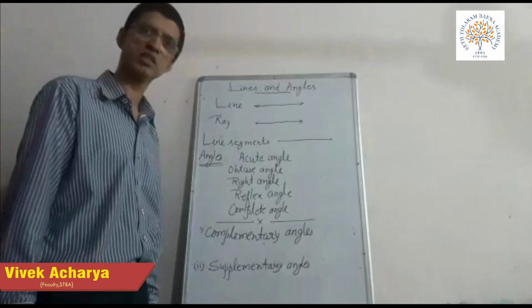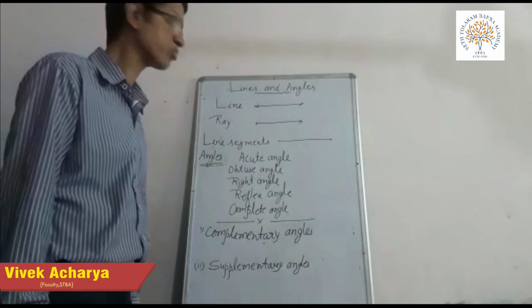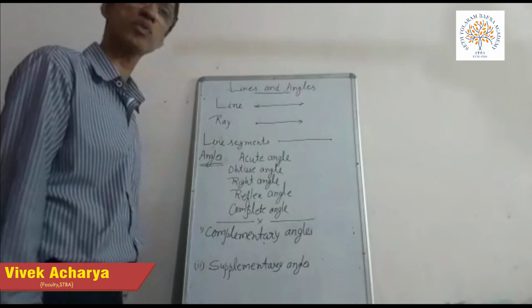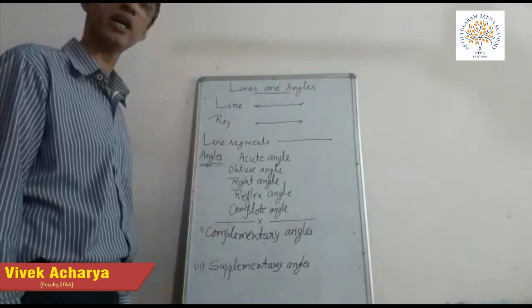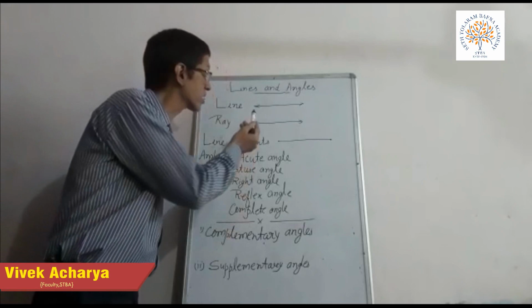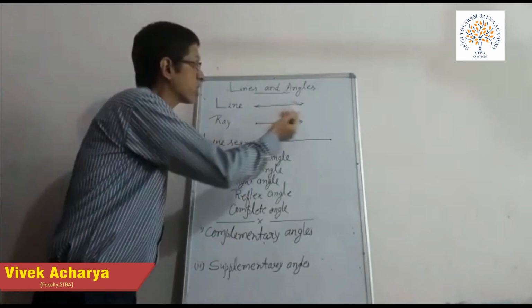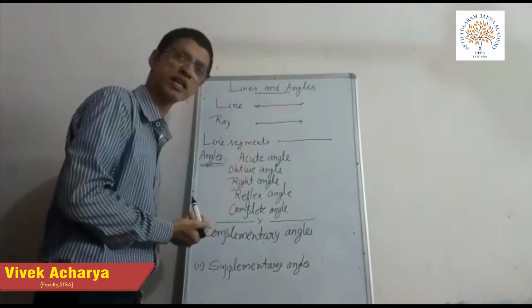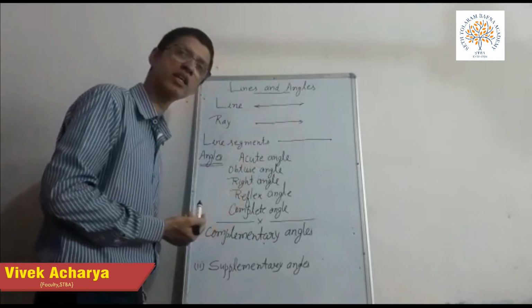Good morning, students. Today we are going to do an important topic of your class. It is lines and angles. Children, as you can see, this is a line. It has arrows on both sides. It shows that it can be extended on either side.